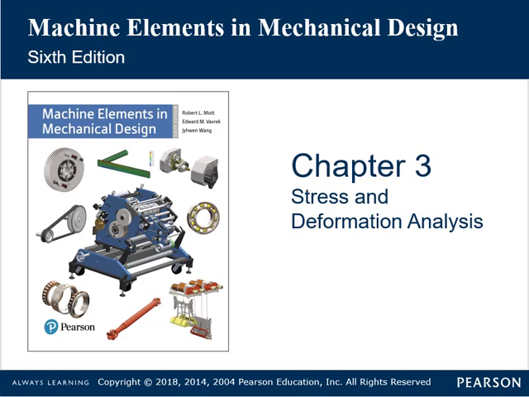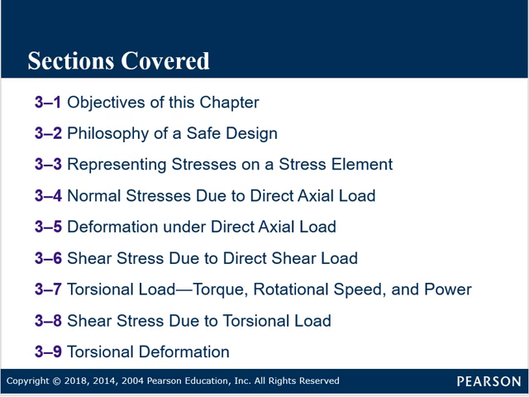Now, the sections we're going to cover in this chapter are, first of all, the objectives of this chapter, Section 1. We'll do Section 2. We're talking about philosophies of a safe design. We talk a little bit about the stress element. You talked about that in Advanced Strength of Materials, but we're going to talk a little bit about it now. And then the meat of this chapter, we're going to be talking about normal stresses due to direct axial loads that could be tension or compression, and then deformation under those normal stresses due to tension or compression.